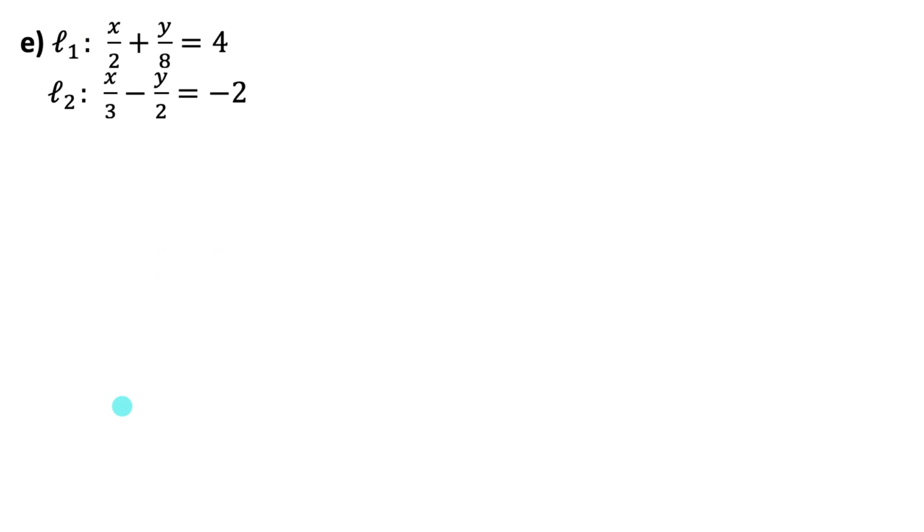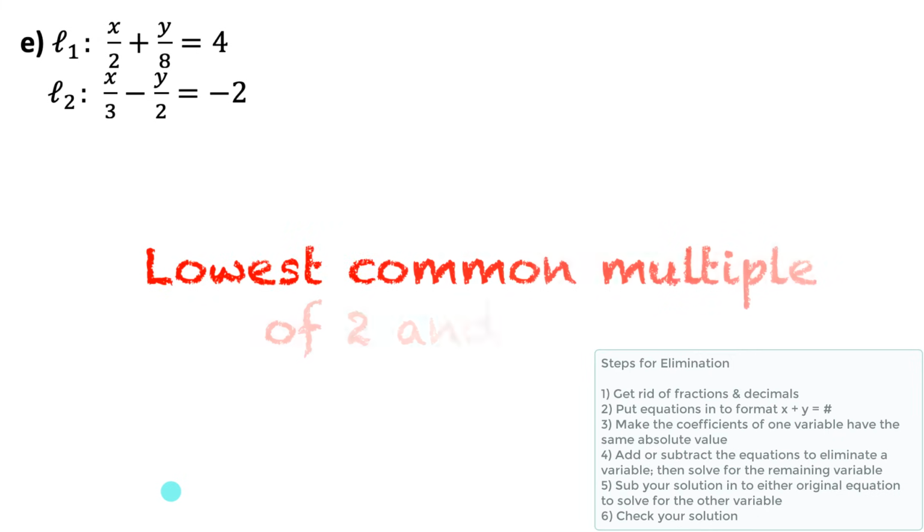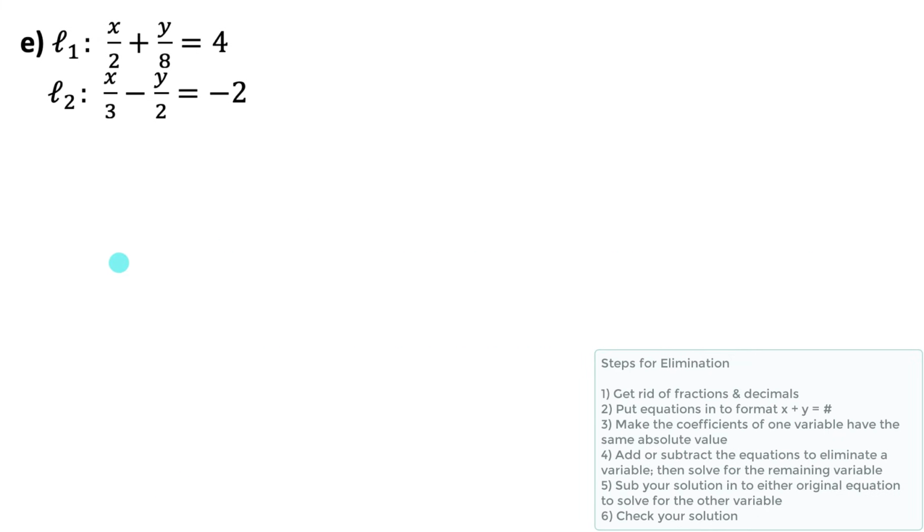Part E, we have some fractions. Let's start by getting rid of the fractions. So let's just look at equation 1. Notice the denominators are 2 and 8. If I multiply that equation by a common multiple between 2 and 8, that will get rid of the fractions. The lowest common multiple between 2 and 8 is 8. So I'm going to multiply equation 1 by 8.